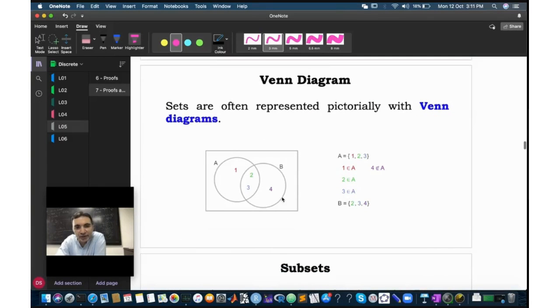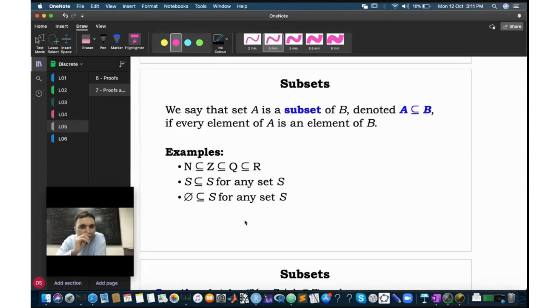We use Venn diagrams to denote sets and their intersections and unions. So you should be able to do this on your own. A is a subset of B whenever every element of A is also an element of B. Okay. So in particular, we have that N is a subset of Z, is a subset of Q, is a subset of R. Okay. So non-negative integers is a subset of all integers, is a subset of rational numbers, which is a subset of real numbers. Okay. This is quite easy. A set is also a subset of itself. Always, an empty set is also a subset of itself.